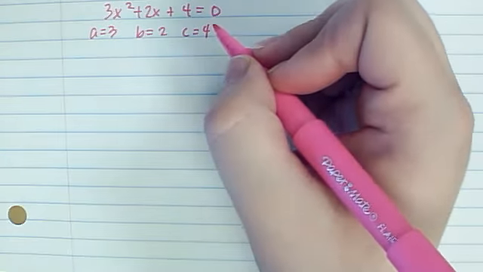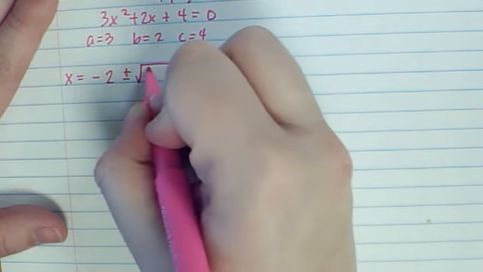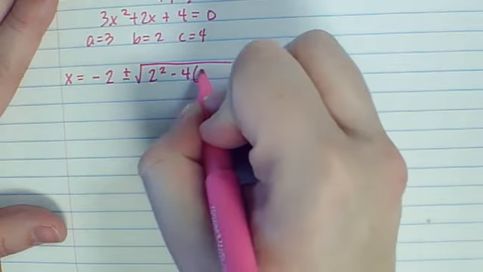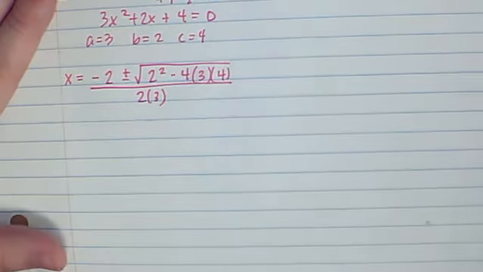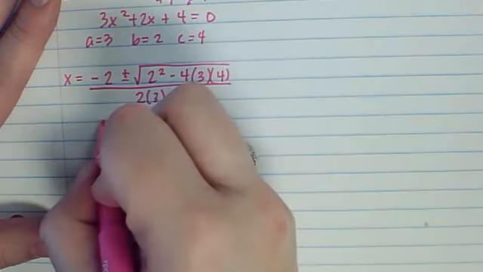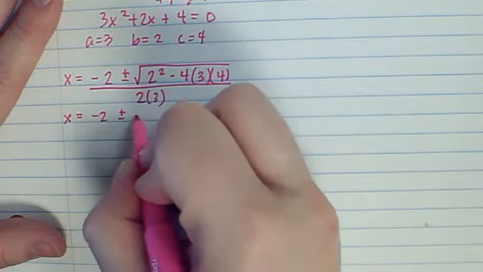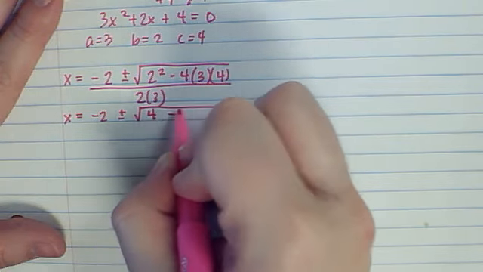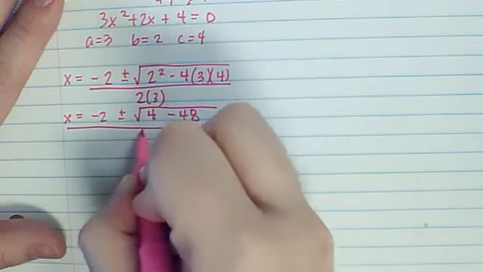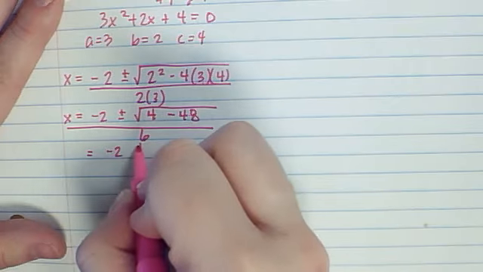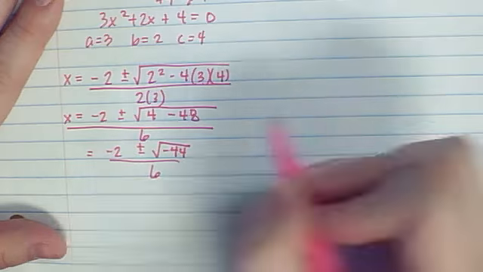So if we go ahead and plug that in, I'm going to have x equals negative b plus or minus the square root of b squared minus 4 times a times c all over 2 times a, plugging all those values in. So I have negative 2 plus or minus the square root of 2 squared, which is 4. 4 times 3 times 4 is 48, all over 6. Okay, negative 2 plus or minus the square root of 4 minus 48, which is negative 44, all over 6.